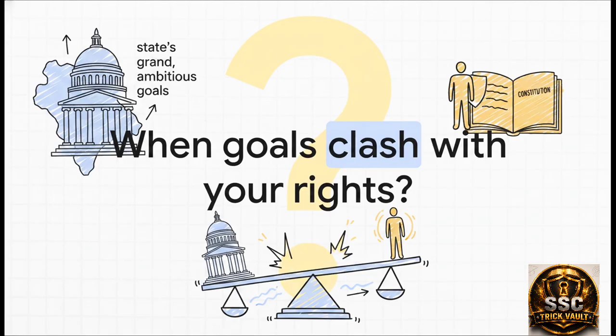Just imagine this. The state has these grand, super ambitious goals for the whole nation, but boom, they directly collide with your personal fundamental rights. How does a democracy balance that without totally falling apart? Well, it's a huge question, one that actually sparked decades of fierce legal battles. And understanding the answer is literally the key to seeing how the Constitution works in the real world.